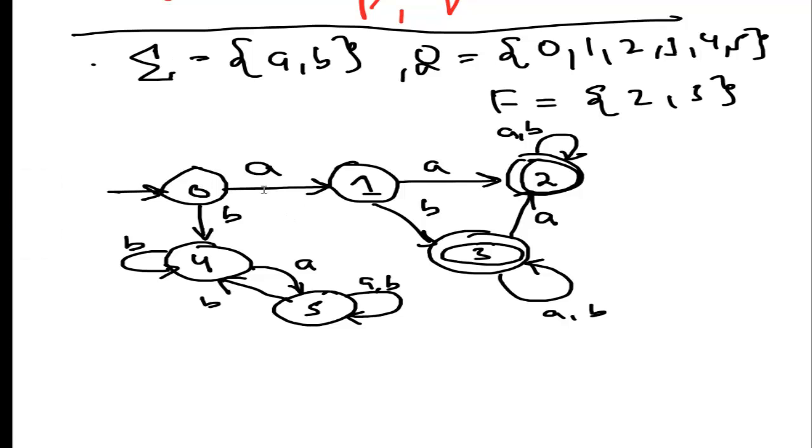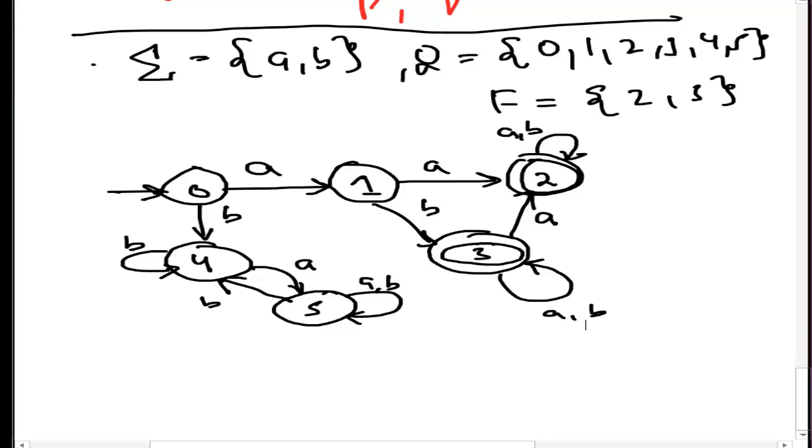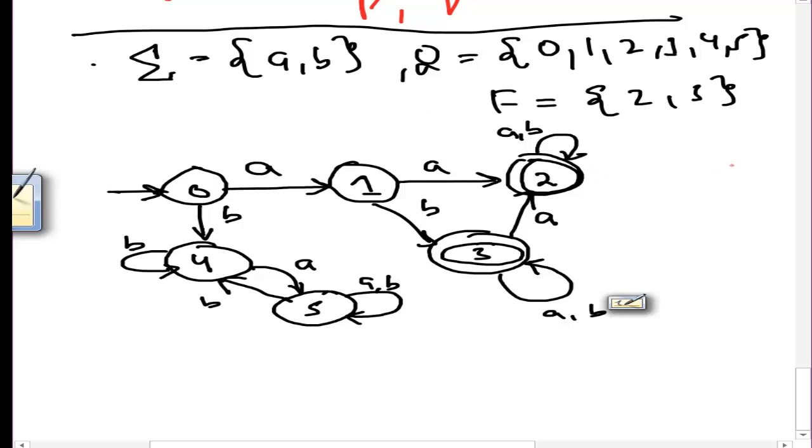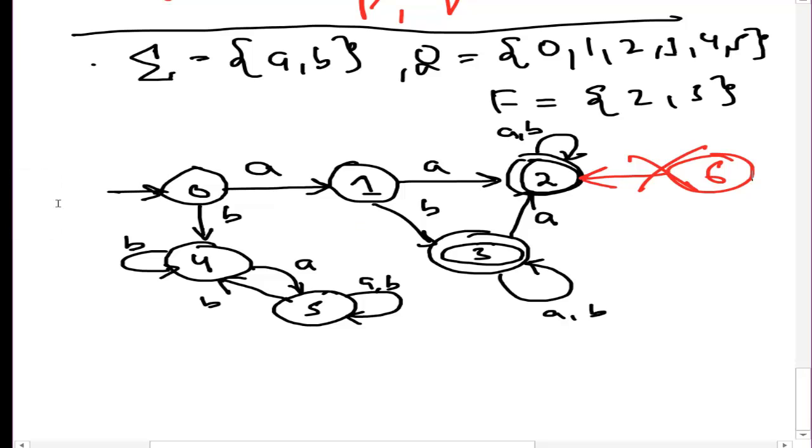Now this is my DFA, wherein 2 and 3 are my final states, and I could also have some dead states and unreachable states here. For example, maybe I have a state like this, say state 6, which goes like this. So this is an unreachable state, or there may be some dead states. Okay, we have to remove them first. So in this diagram, we don't have dead states or unreachable states anymore.